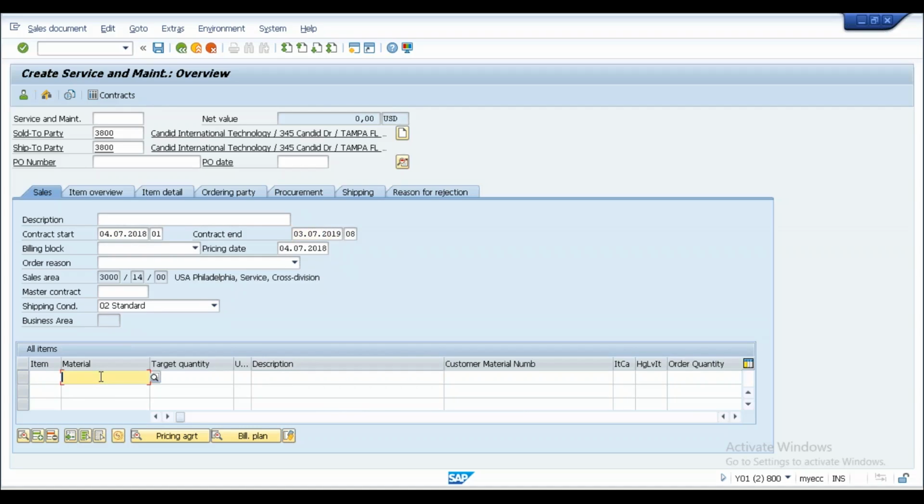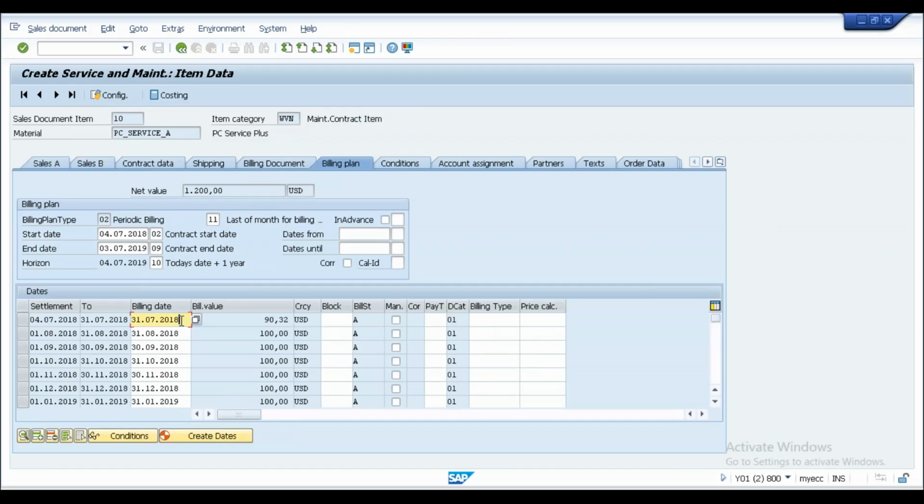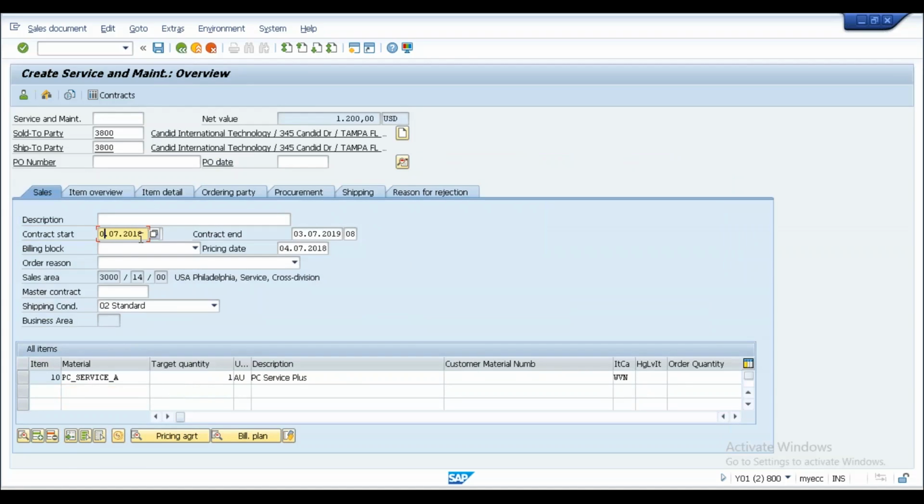I need to enter the material. The material can be a service or a physical material, so let's go for this service. Quantity 1, enter. Now if I click on this and go to the billing plan, you can see the system is automatically able to generate this billing plan. Because it is calculating proportionately, it is taking from the 4th. If you want, we can just change this date to 01 to make it easier, so from 1st of July to 30th of June.